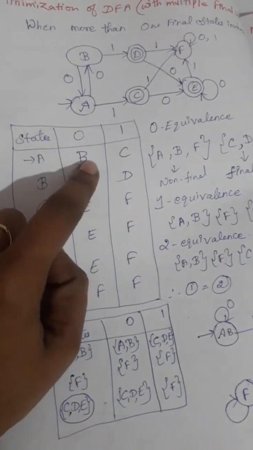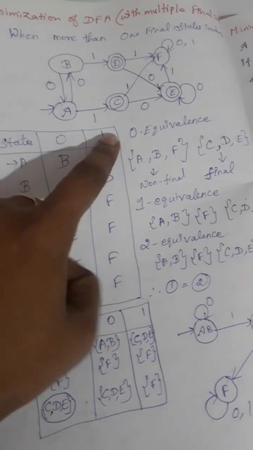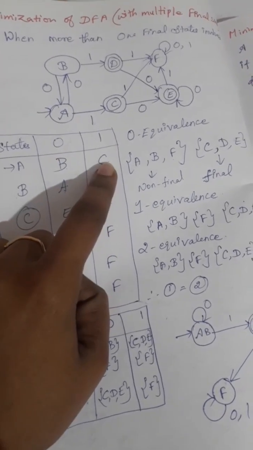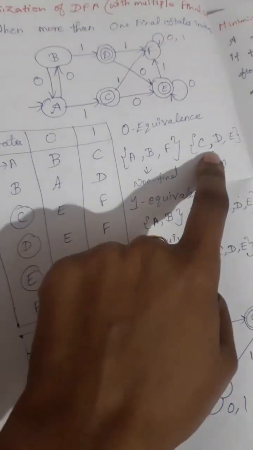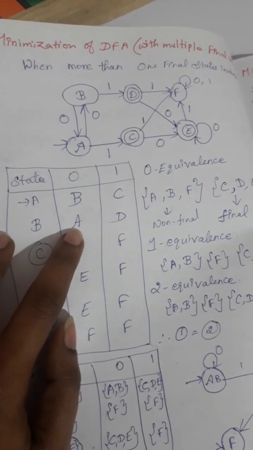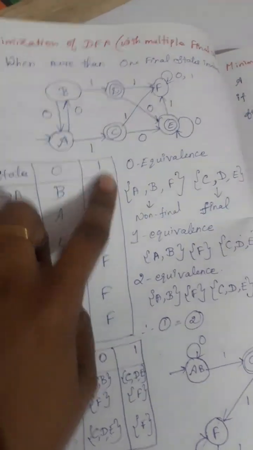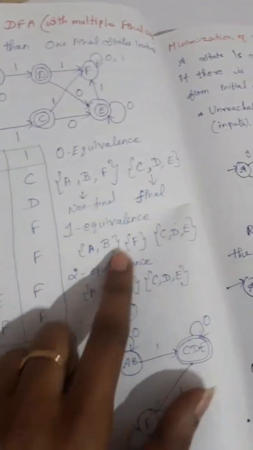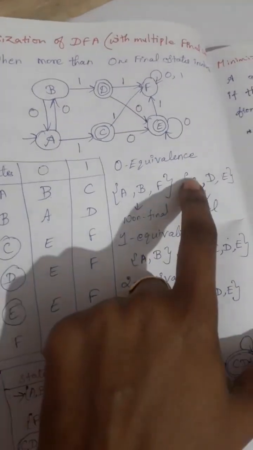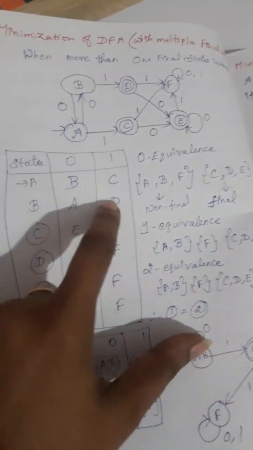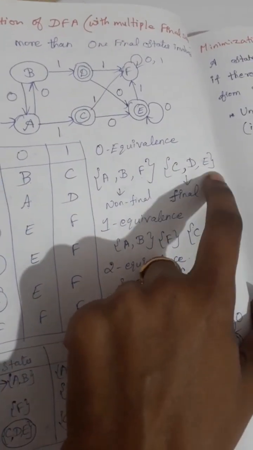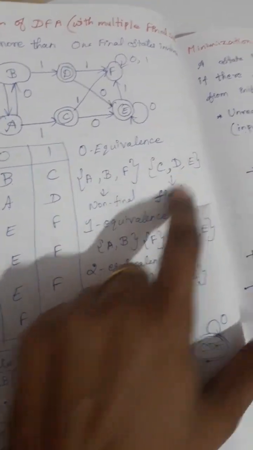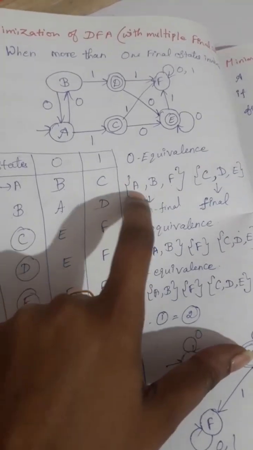A on getting input 0 comes to B and A on getting input 1 comes to C. C stays in another set. B on getting input 0 comes to A and B on getting input 1 comes to D. D also stays in another set. So both C and D are in another set, but they belong to only one set, the same set. So we are combining A and B.